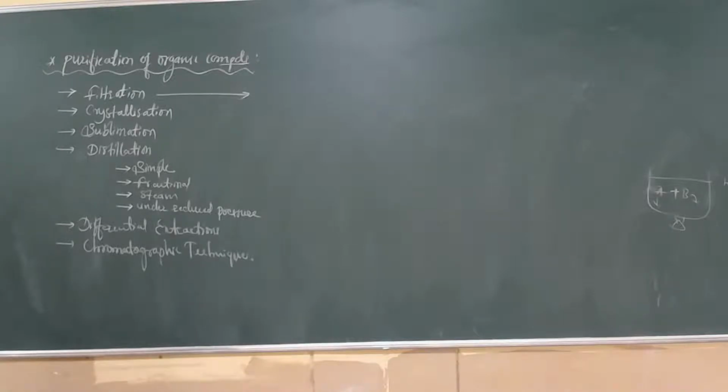The given compound or the impure sample is dissolved in a suitable solvent in which it is sparingly soluble, that means partially soluble at room temperature but soluble at high temperature. First condition, it should be soluble at higher temperature. The impure sample is dissolved in a suitable solvent in which it is sparingly soluble at room temperature but completely soluble at high temperature.